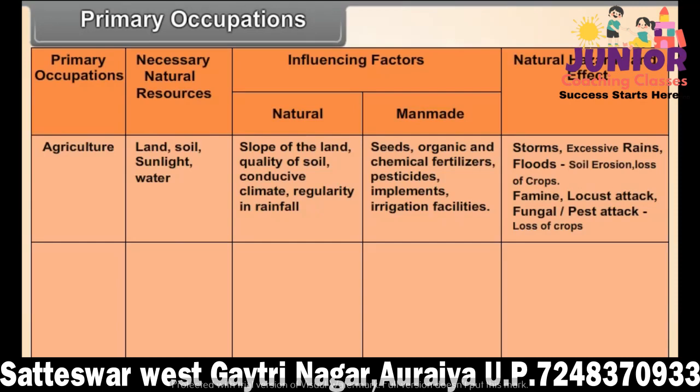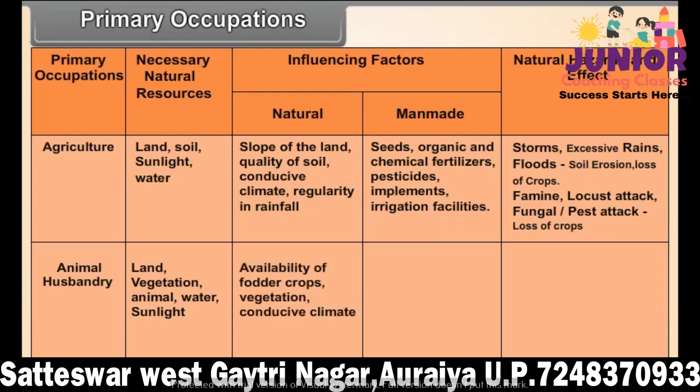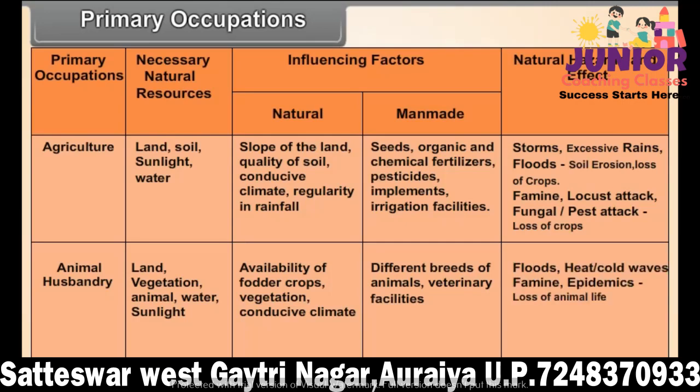Primary occupations. Animal husbandry. Necessary natural resources: land, vegetation, animals, water, sunlight. Influencing factors: natural: availability of fodder crops, vegetation, conducive climate. Man-made: different breeds of animals, veterinary facilities. Natural hazards and effects: floods, heat or cold waves, famine, epidemics, loss of animal life.